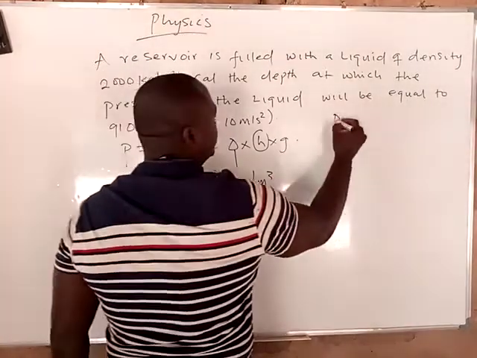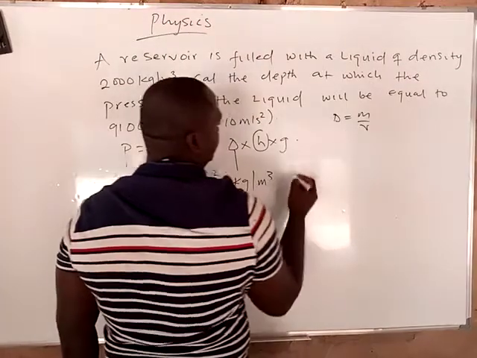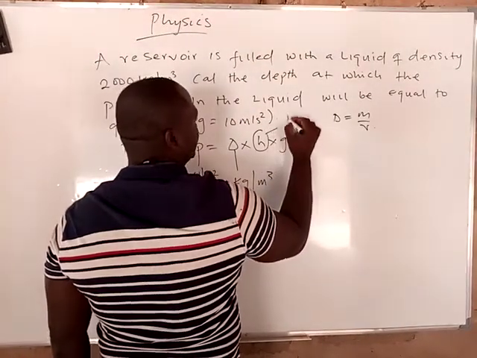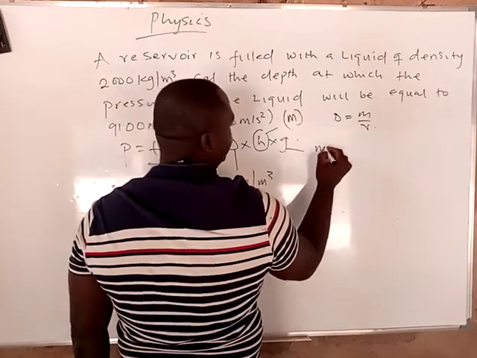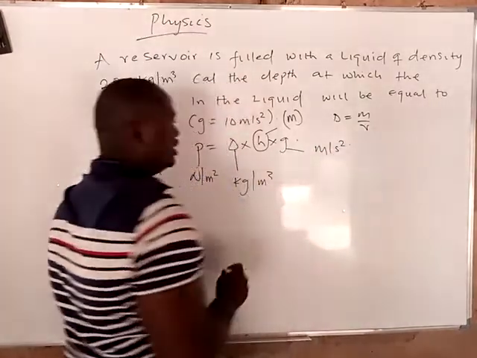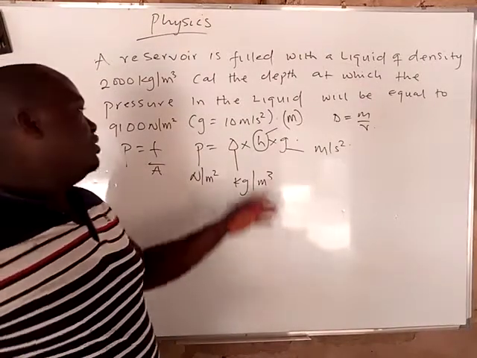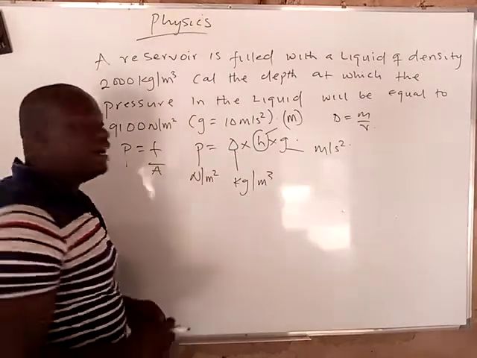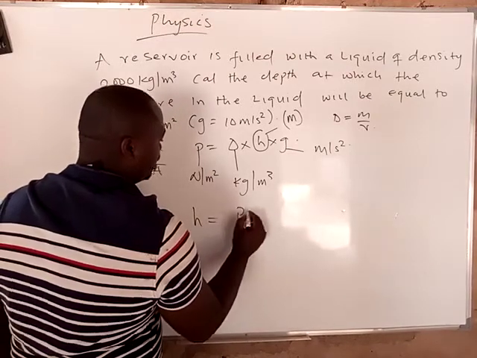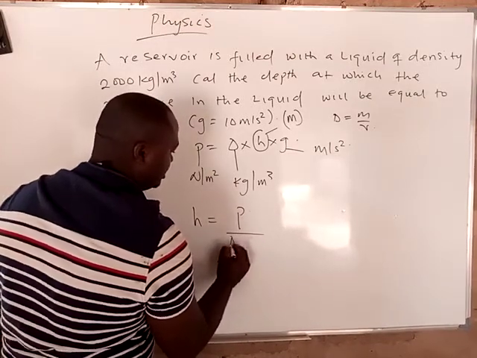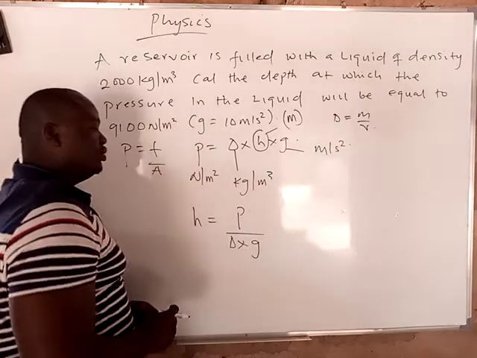Yes, because density is mass all over volume. Height is measured in meters, while acceleration due to gravity is measured in meter per second square. Those are the SI units. So from here, all I have to do is make the height the subject of the formula. So your height will just be pressure all over density times acceleration due to gravity.